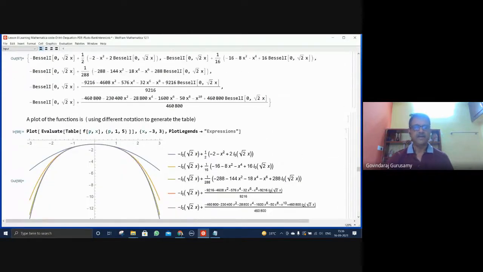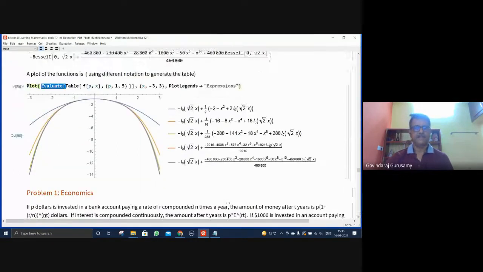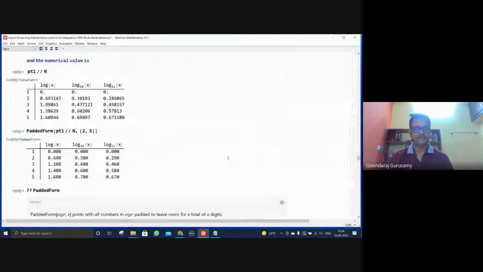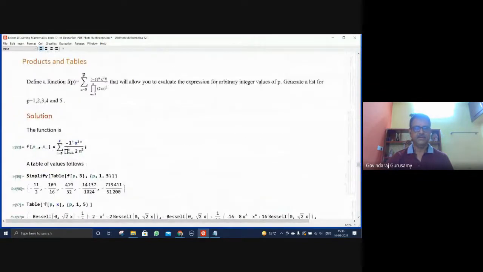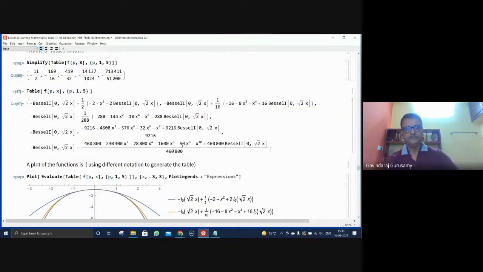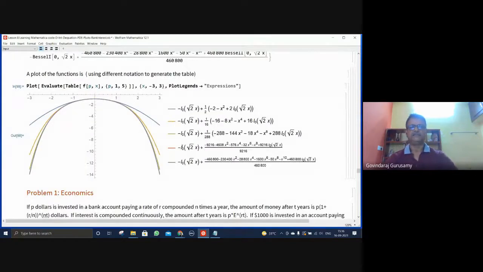So why do you evaluate? Because this is using a Bessel function, therefore you have to evaluate them for every one of the values of X. Then make a plot. That's the reason we put an evaluate. Okay, is it clear? I hope this is clear, and you don't have to really worry about the complexity of your expressions. Only thing, define them properly. Then you can make a plot.